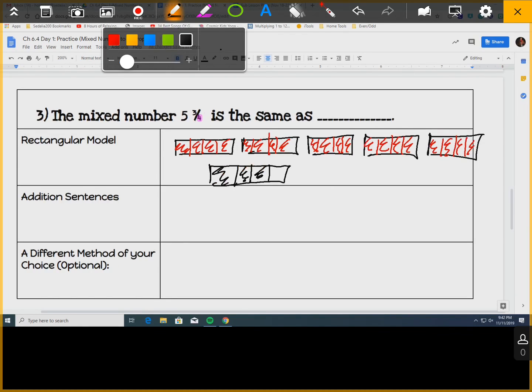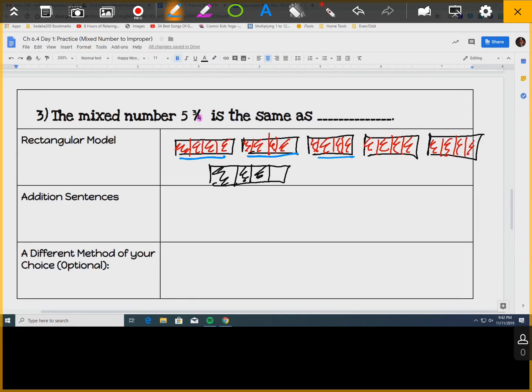Now I can easily count how many fourths there are. I'm going to skip count this time. 4, 8, 12, 16, 20, 21, 22, 23. That should be 23 fourths.